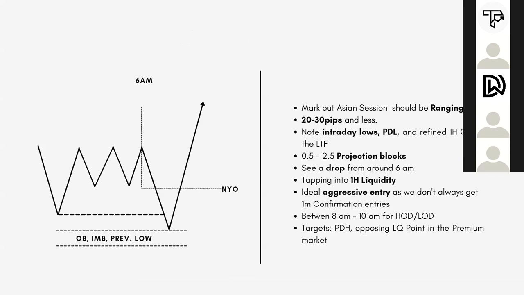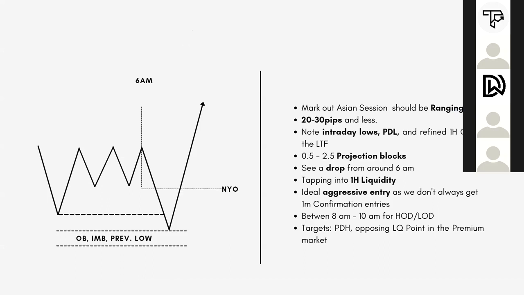So we're firstly looking at when it's consolidated. Now I'm just going to go through a step-by-step guide on what to do when you see the Asian session consolidated. First of all, you mark out the Asian session. It should be ranging. It should be between 20 and 30 pips or less, but not less than 15 pips. So this is where you make a note in your notebook: not less than 15 pips.